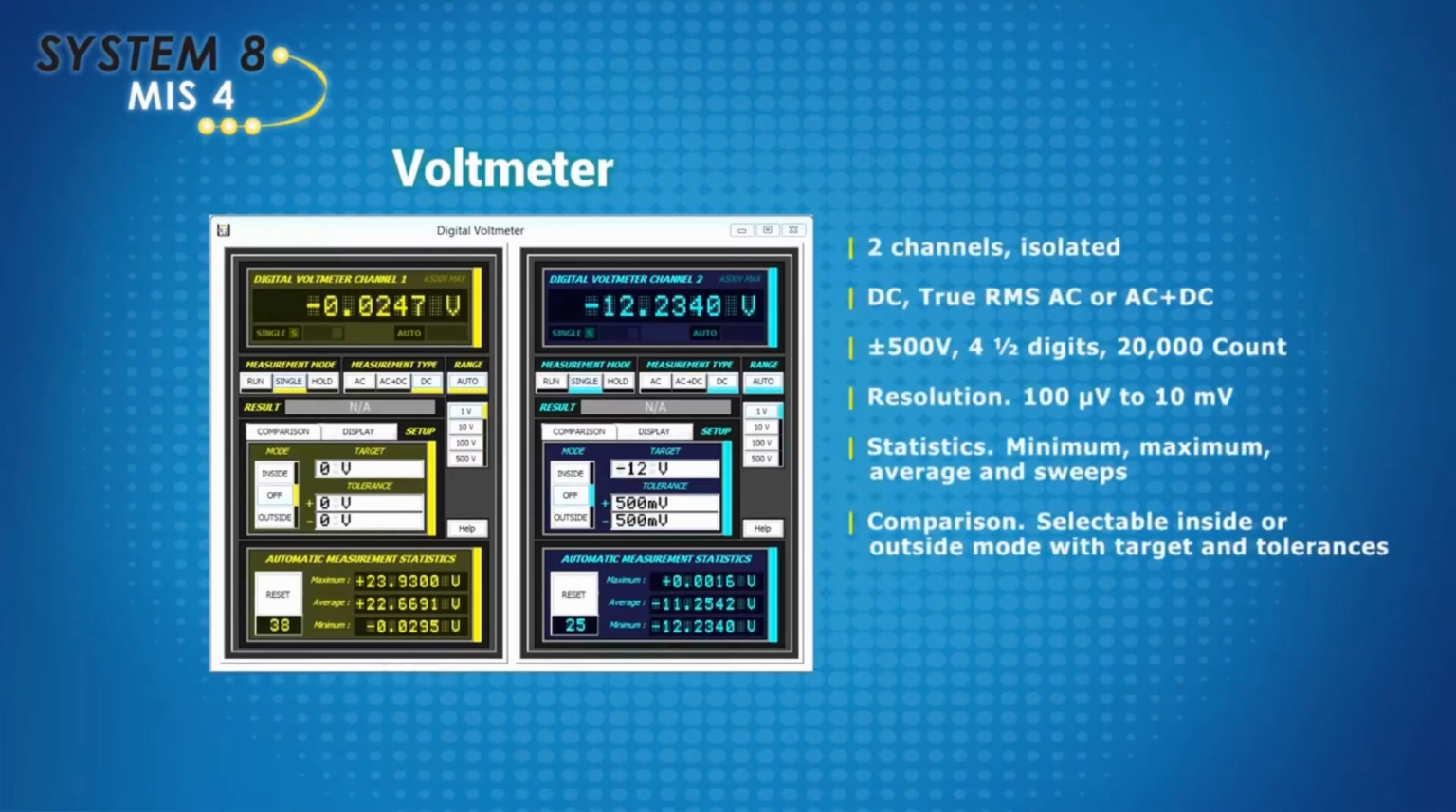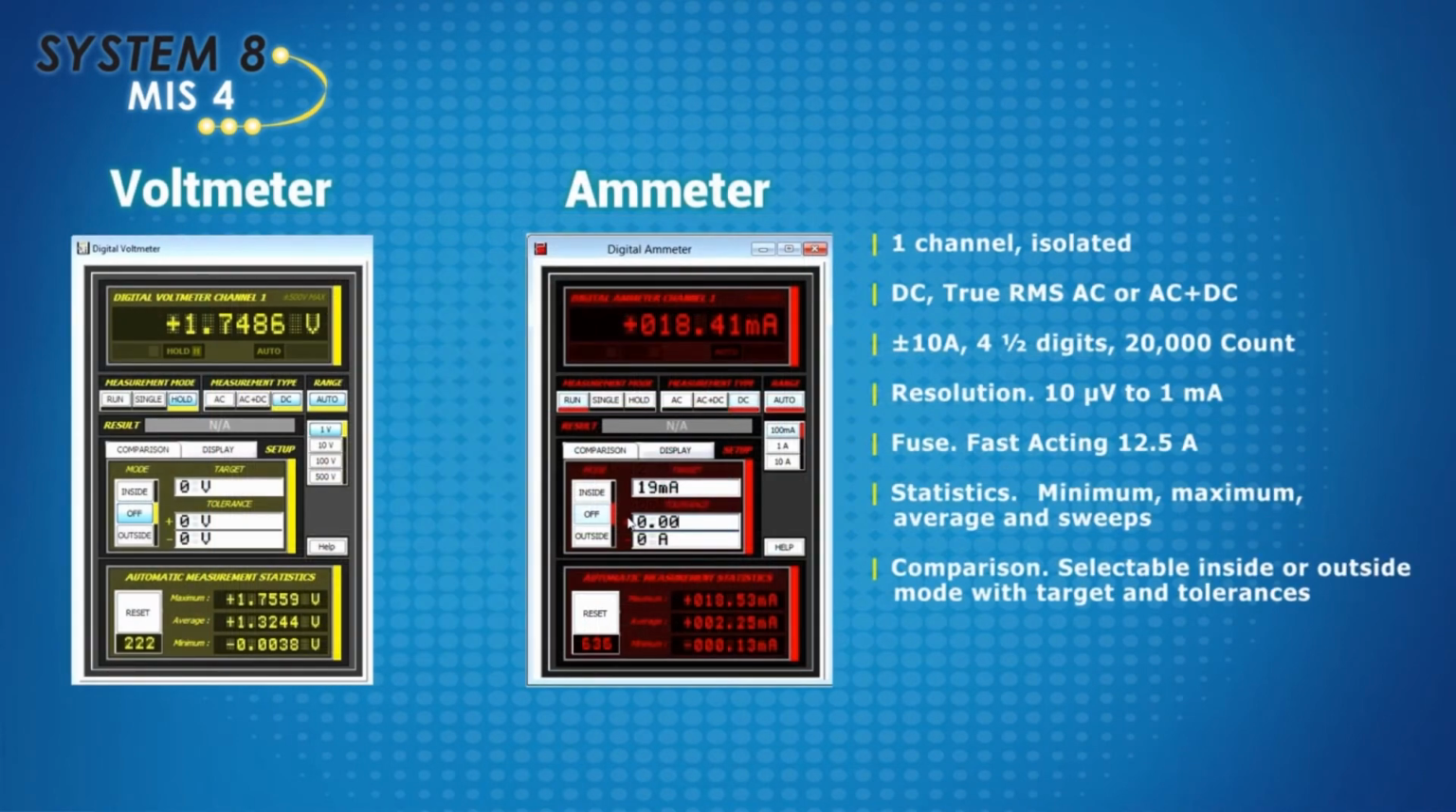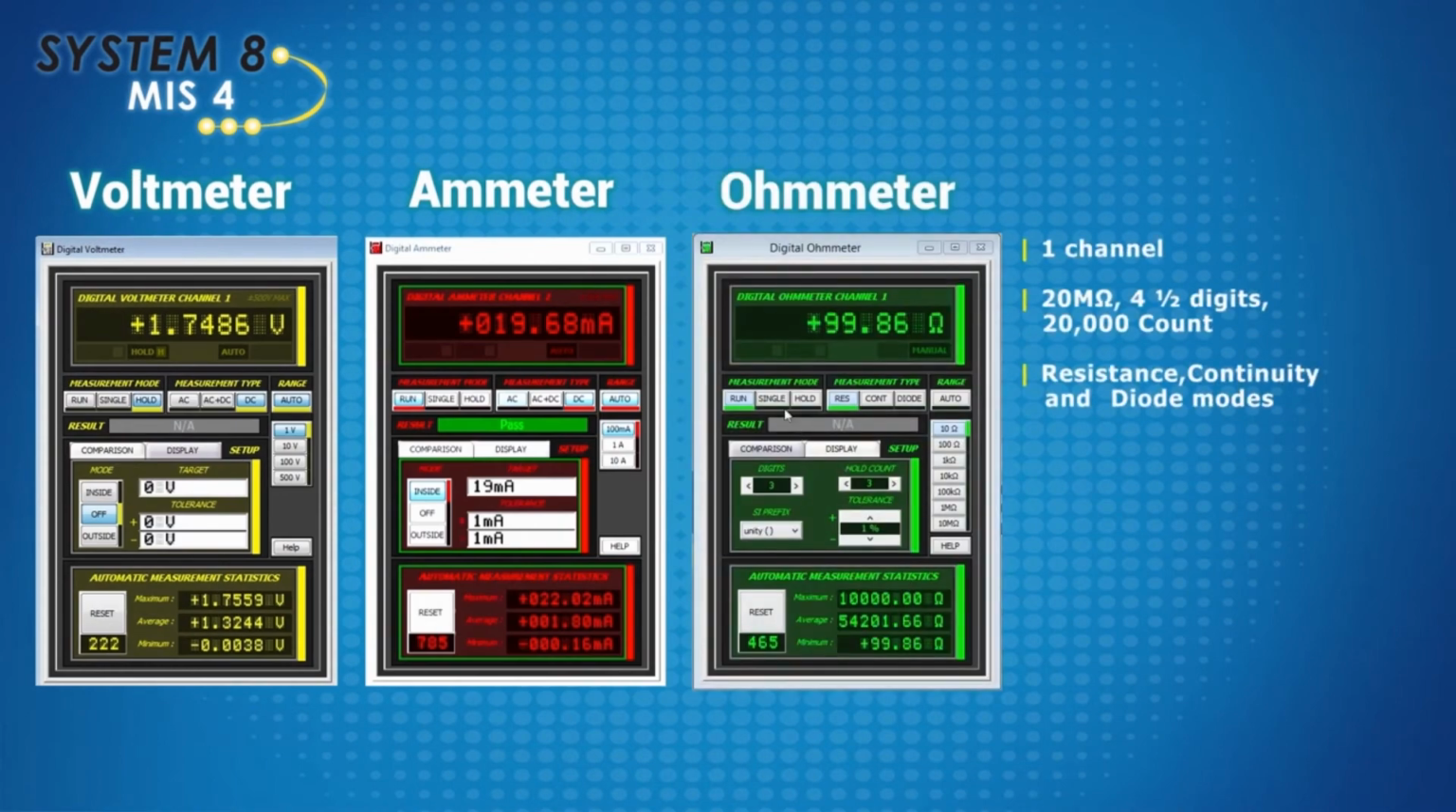3 meter displays are also available: an isolated 2-channel voltmeter displaying DC or true RMS signal levels at up to plus or minus 500 volts input to an accuracy of 4.5 digits, an ammeter with an isolated input that can measure up to plus or minus 10 amps DC or true RMS, again at 4.5 digits, and an ohmmeter that reads resistance, continuity, or diode function at up to 20 mega ohms on its own 4.5-digit display.